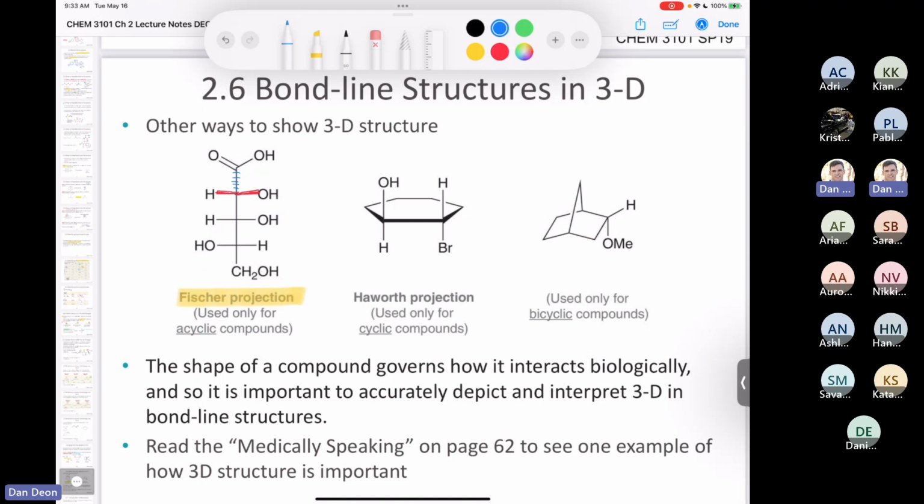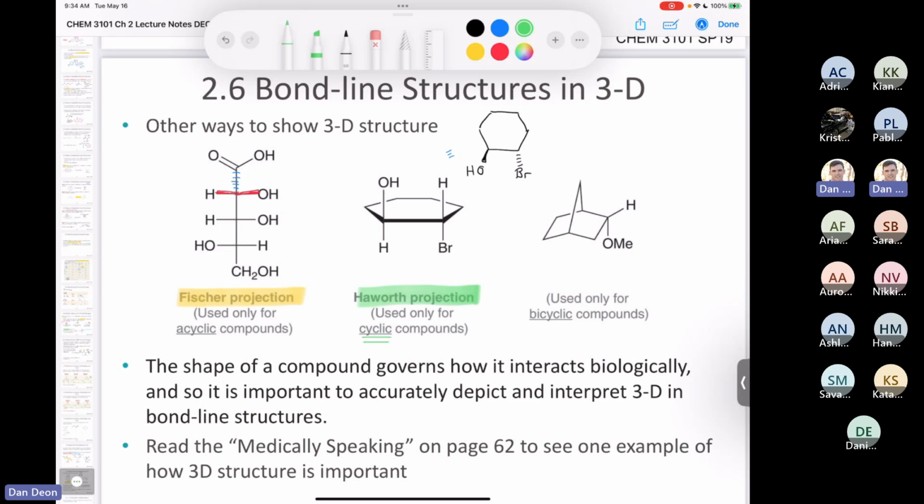The next one is a Haworth projection, or some people pronounce it a Haworth projection. So what's being shown here in this structure would be the same thing as if I drew a cyclohexane like this, and you have the OH group pointing up. So you would have it going up like this, and then OH like that. And then the bromine is going down into the page like that. So we kind of flip it on its end, so that you can see the OH is clearly above the plane of the ring and the bromine is below the plane of the ring. We only use Haworth projections for cyclic compounds. It's the only time you see them.